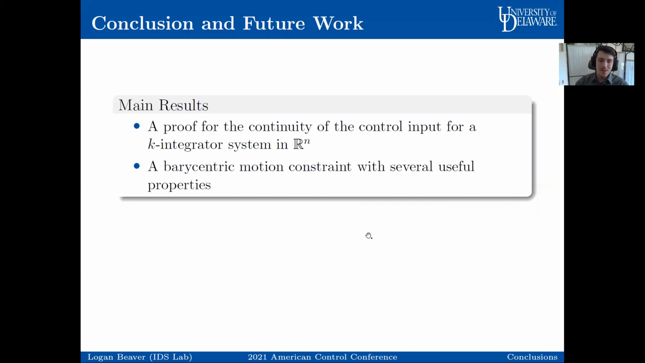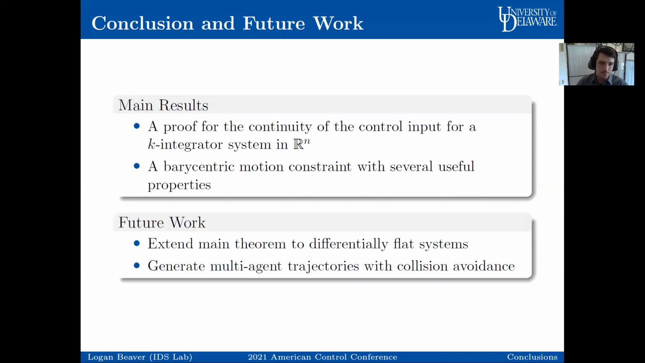The main thing, though, that we've talked about is this proof of continuity for the control input when a K integrator system with these states in Rn is transitioning between constrained and unconstrained arcs. We've got this barycentric motion constraint that has some useful properties. It's easy to use and drives agents into some desired reference position.